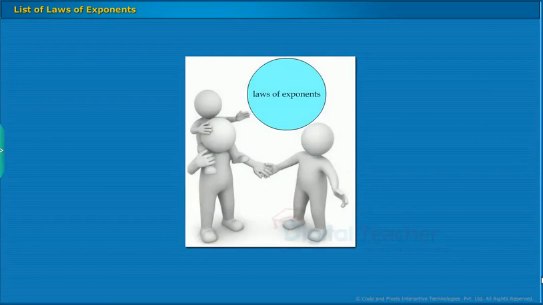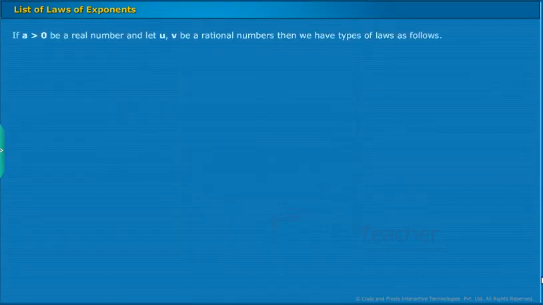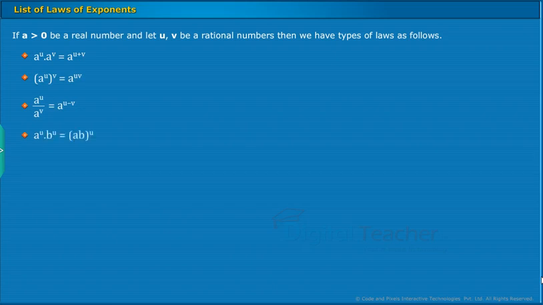List of laws of exponents. If a > 0 is a real number and let u, v be irrational numbers, then we have the following laws. a^u × a^v = a^(u+v). (a^u)^v = a^(uv). a^u / a^v = a^(u−v). a^u × b^u = (ab)^u. The uth root of a is equal to a^(1/u).